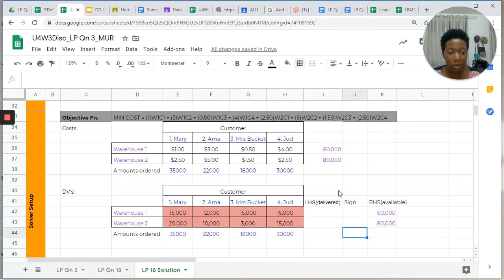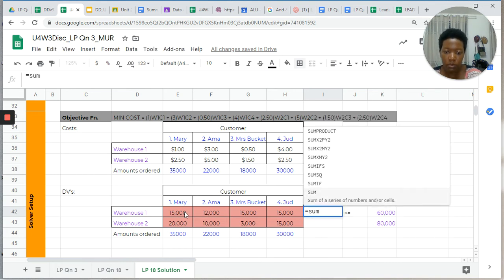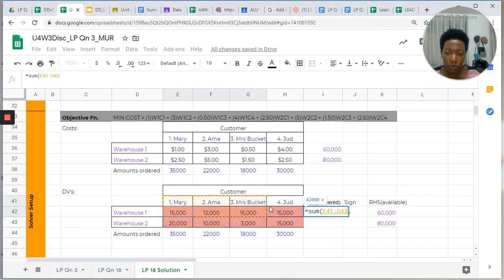Okay, so all I've done is say, if this is how much I have in total, I know that all of these added together must come up to less than or equal to what I have available. So I'm going to add these up. Everything coming out of warehouse 1 cannot exceed what's available in warehouse 1. The same is true for warehouse 2.